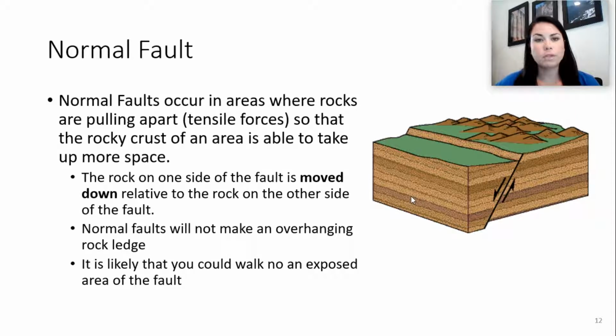First up, a normal fault. A normal fault occurs in areas where rocks are being pulled apart, and this is a tensile force, so that the rock crust of an area is able to take up more space. So the rock on one side of the fault is moved down relative to the rock on the other side of the fault. Normal faults will not make an overhanging ledge. It's likely that you could walk on an exposed area of the fault, and you wouldn't necessarily know it. It might just look like a little slope.